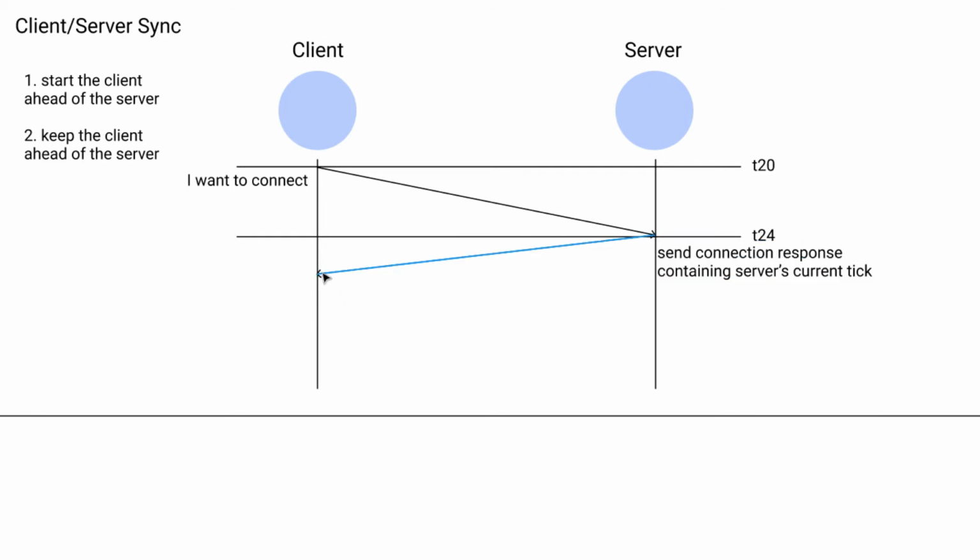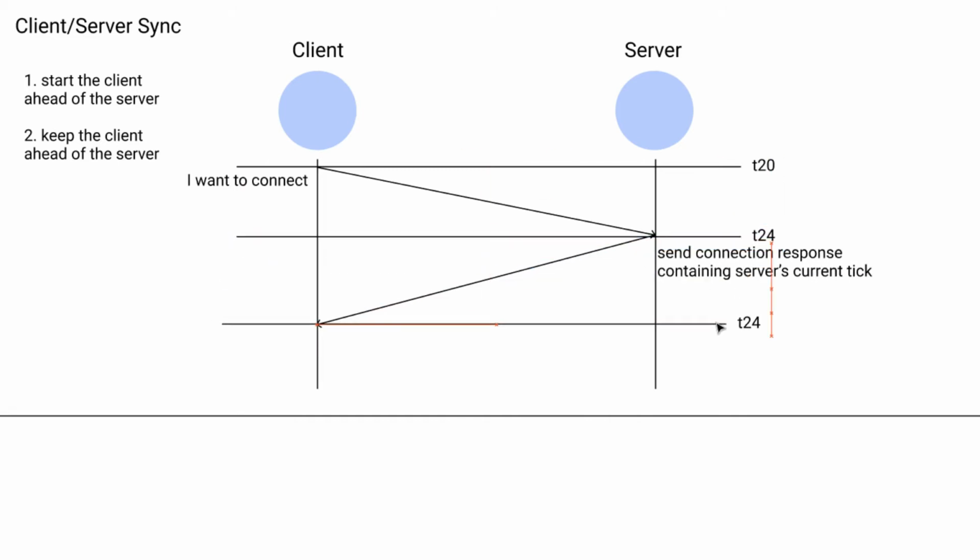But it's going to arrive at the client. Let's push it out farther so we have more room. It's going to arrive at the client when the server is actually at, let's say, tick 28. So in the client's point of view, the server is on tick 24 when actually it's on tick 28. All right. So the client is eventually going to need to do the thing that we actually want, which is get ahead of the server.